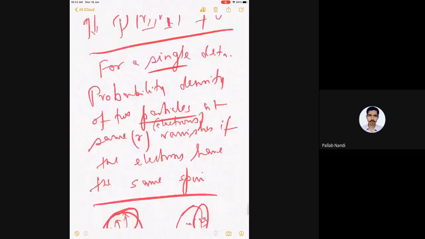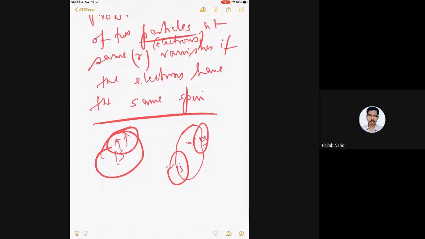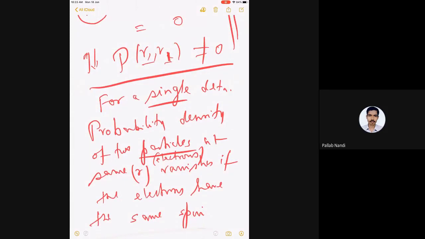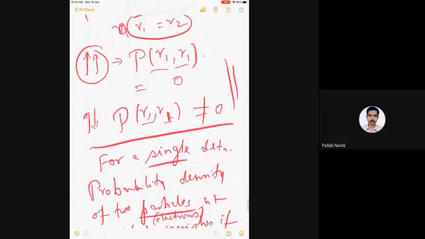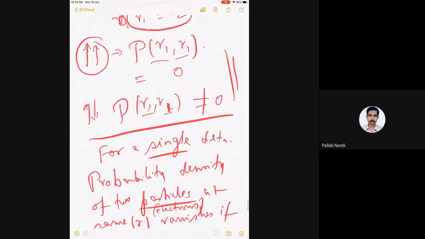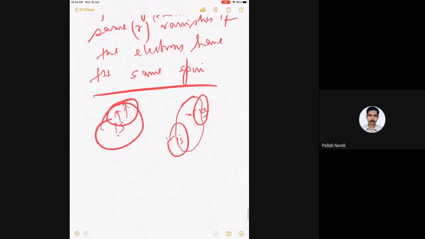In fact, that is a very important point. We will come to that in the energy. But right now, I have not discussed how to calculate energy, so forget about it. Right now, we are saying the probability density of the two electrons coming at the same point is zero for parallel spin, non-zero for anti-parallel spin. Is it clear?